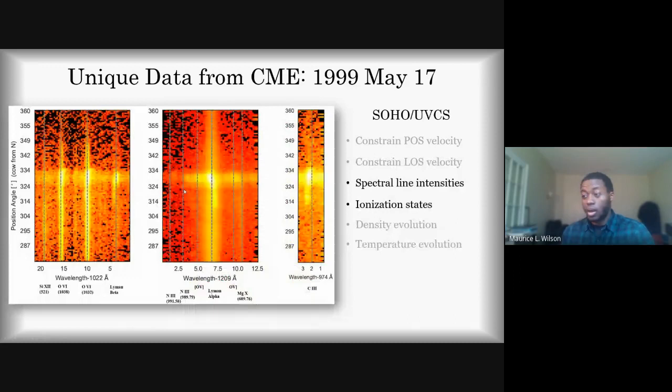We're also getting a lot of spectral line intensities, which helps us better understand the ionization states that the CME is undergoing throughout all of our data. So here are just three different panels of the CME on the UVCS detector. In one panel, I'm showing the spectral lines for the oxygen 6 doublet, 1032 angstroms, 1038 angstroms. Then there's neutral hydrogen, Lyman alpha, 1216, Lyman beta, 1026. We even have a carbon 3 emission, and there's the CME emitting brightly in carbon 3.